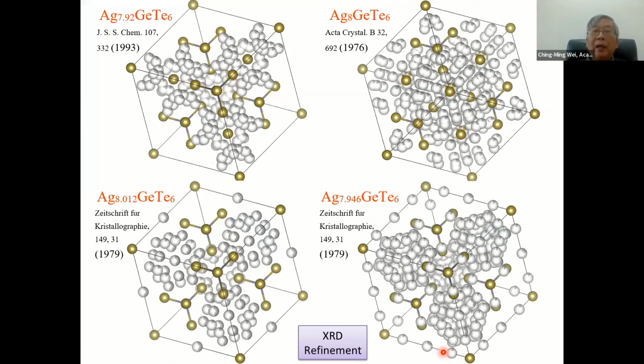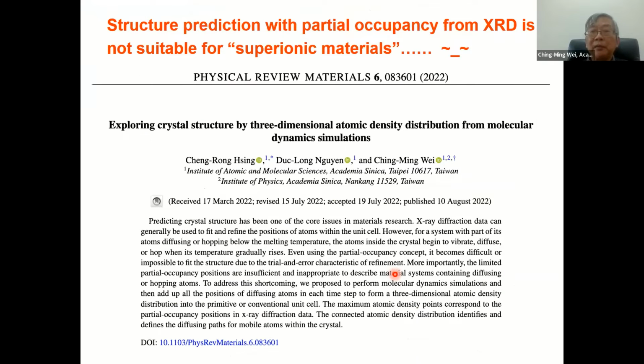If you go back to the literature to search for similar structures, you will find that most of these A16 systems have different partial occupancies for the silver atoms, for example 1, 2, 3, 4. They are very different, and it is very difficult to judge which one is correct. So I would say structural prediction with partial occupancy from XRD is not suitable for this kind of superionic material, where you have mobile atoms moving inside the framework of other atoms.